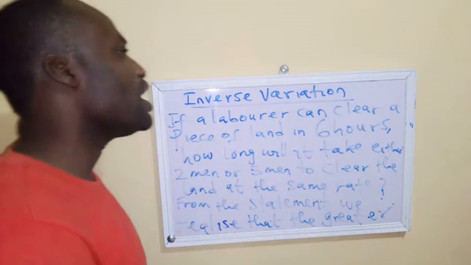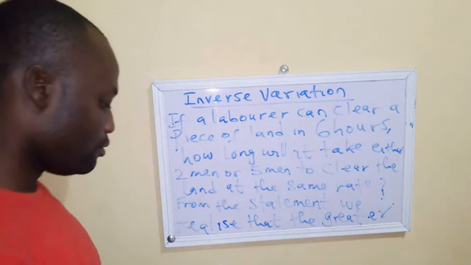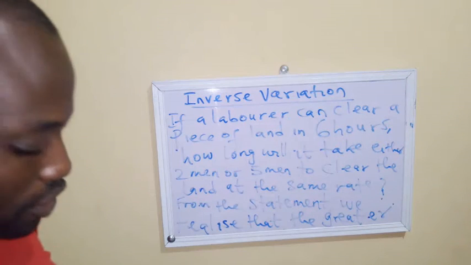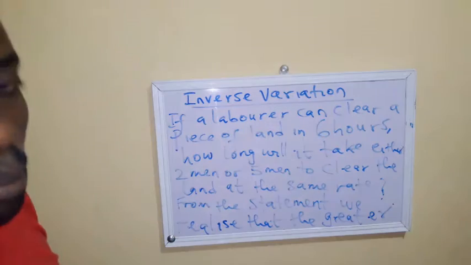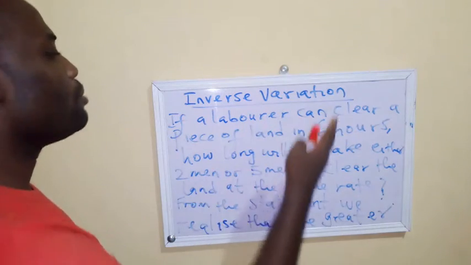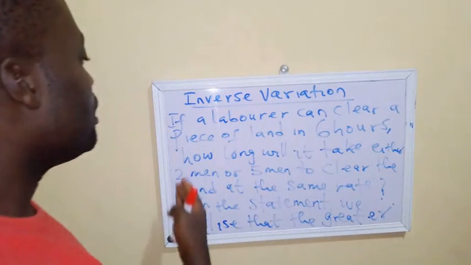And we have also looked at in the last class the different types of variation that we can have. We have direct variation, inverse variation, joint variation, and partial variation. But for today, we are going to be looking at inverse variation.